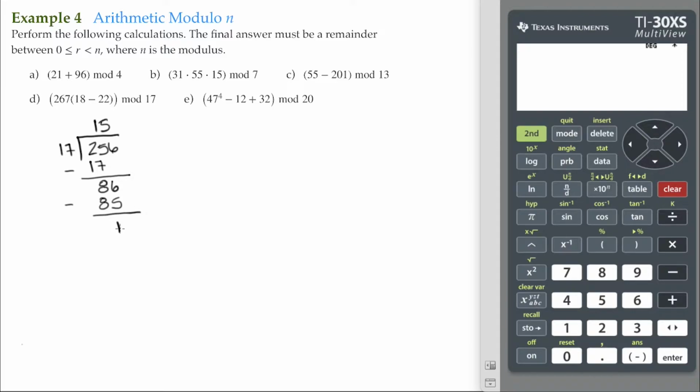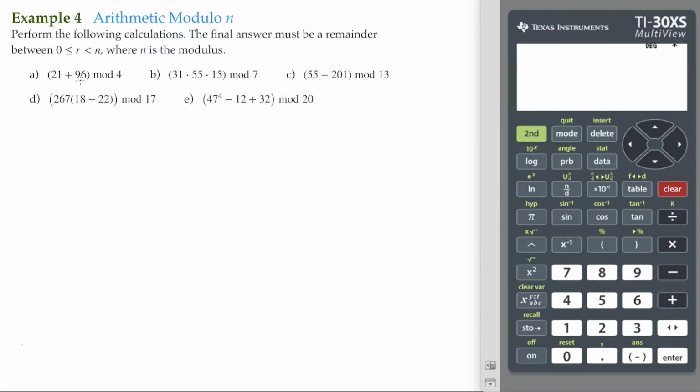So we can accomplish modular arithmetic using the same idea of performing the division in parts. And the benefit of doing it this way is if we have really large dividends, we can break them up into these manageable parts. So for letter A here, where it says 21 plus 96 mod 4.